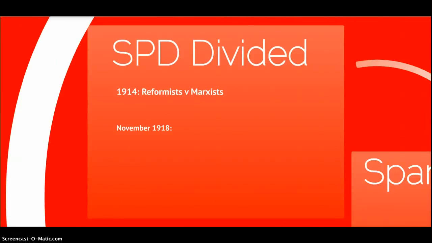The SPD. So the SPD divided. Back in 1914, at the beginning of the war, the more moderate members of the Social Democrats had actually supported the war. Whereas the more extreme left-wingers viewed it as a sort of capitalist struggle, the more Marxist elements within the party were anti-war. And in 1917, these more left-wing socialists split off from the Social Democrats to form the Independent Socialists. Now, fast forward to November of 1918.